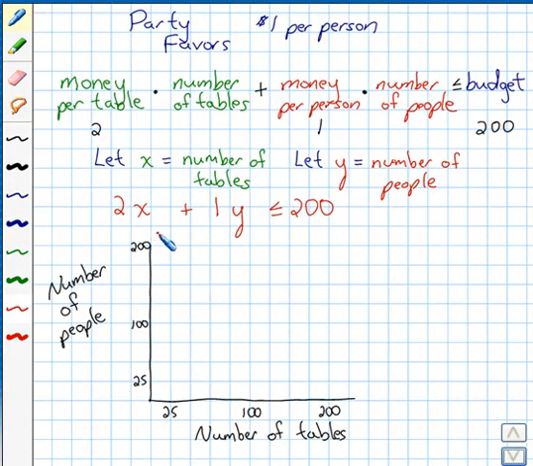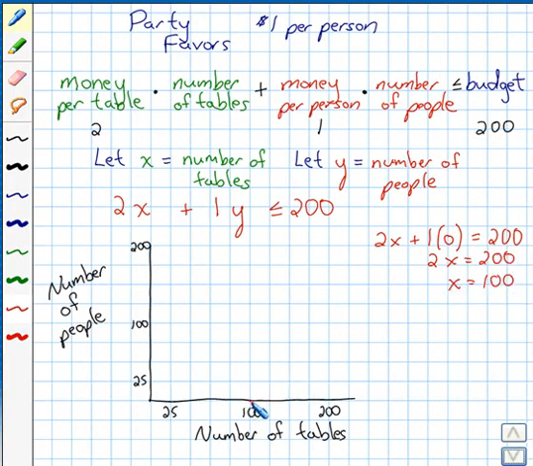Now keep in mind, sometimes the easiest way of graphing a line is looking at the extremes or the intercepts. So that's when you might consider just spending money on the tables or just spending money on the people. So I'm going to go ahead and look at no people expense. And keep in mind when you're setting up that graph, you're going to look at it as a linear function first. So that means 2x is equal to 200 and x is 100.